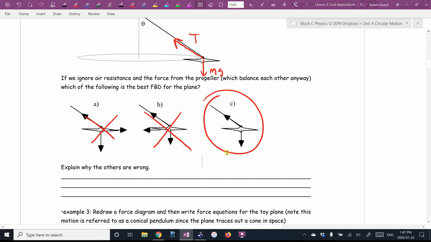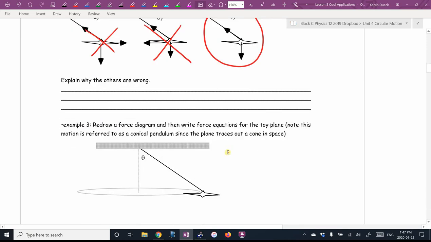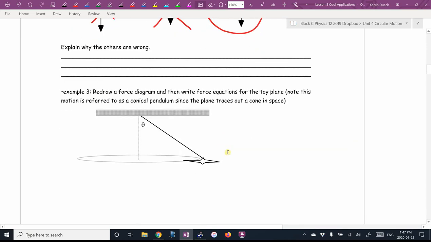Explain why the others are wrong. We've done that orally, so I'm not going to write it out. But example three says, redraw the force diagram. Okay. And then write out force equations. I realize this is at an angle, did I say angle?